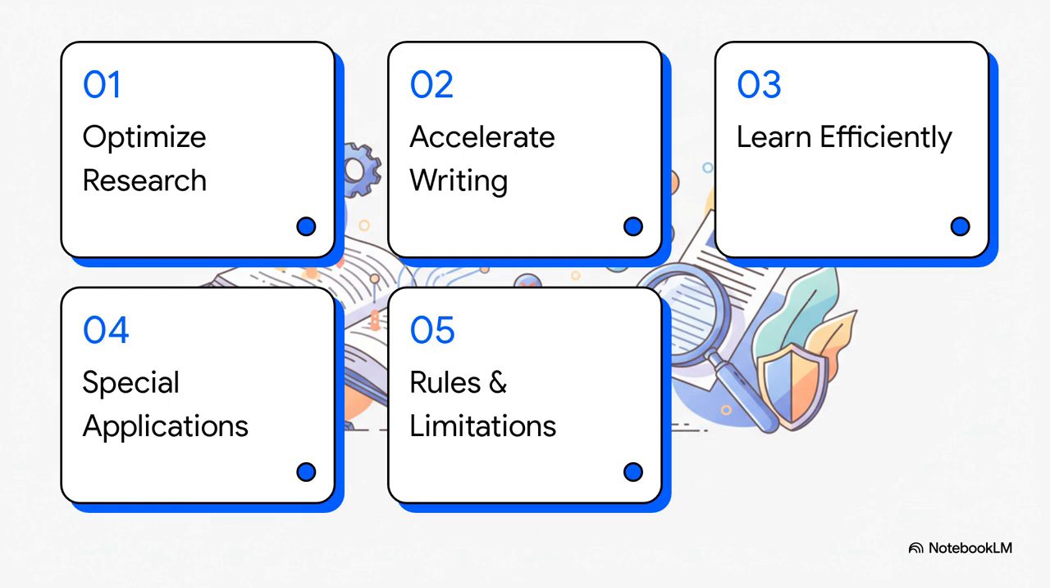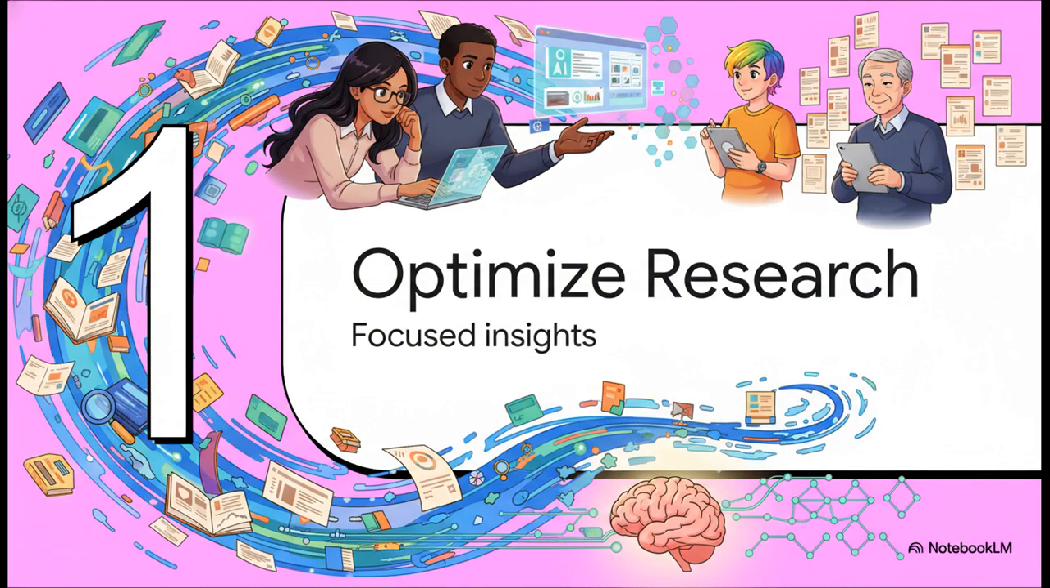We'll kick things off with optimizing research, then we'll speed up the writing process, look at how to learn more efficiently, take a peek at special applications like coding, and finish up with the absolutely crucial rules and limits you need to know. First up, research.